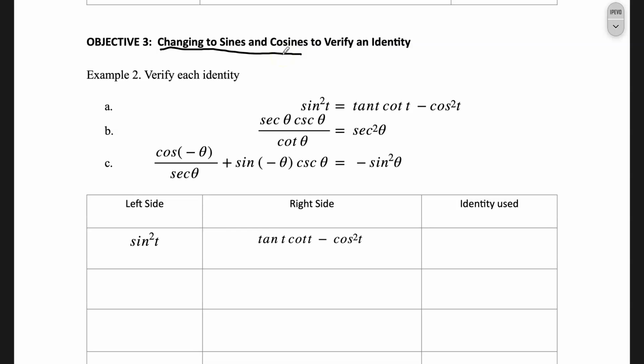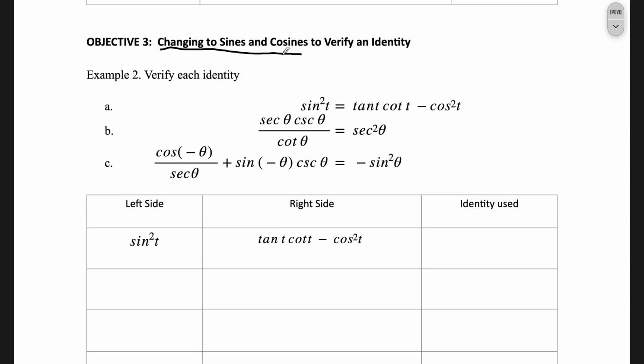It can be used in most cases because everything can be related back to sine or cosine in some fashion, whether that be through the quotient or the reciprocal identities. So let's just kind of jump into it.